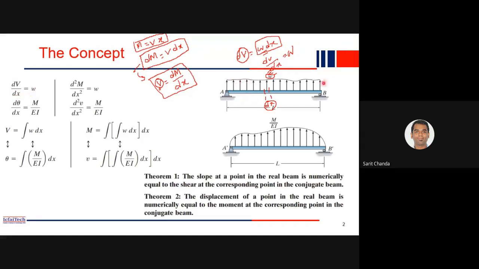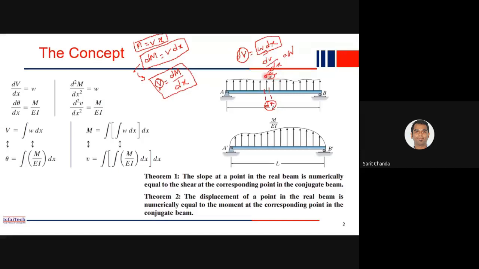From this real beam we can write this expression, right? Now from this expression, again we know what V is. We know that V equal to dM by dx. If you substitute the V value with dM by dx, what will you get? You will get d square M by dx square equal to W. So this is the original beam, which is a simply supported beam. One end is hinge, another end is roller, and the UDL is acting. That is, W is the UDL.